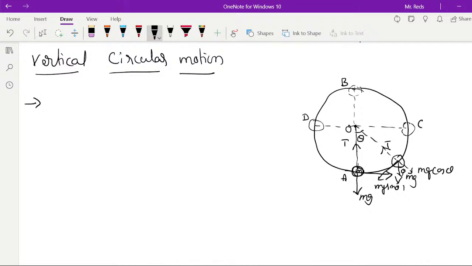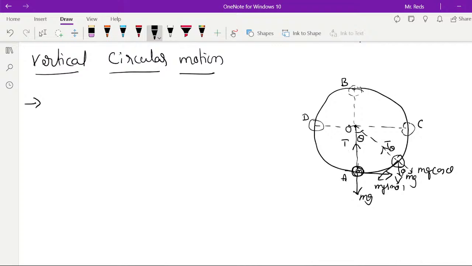At this angle you can take it as T theta, in terms of the angle. At A you can call it TA, and here it will be different. Tension will be different at different positions in vertical circular motion.